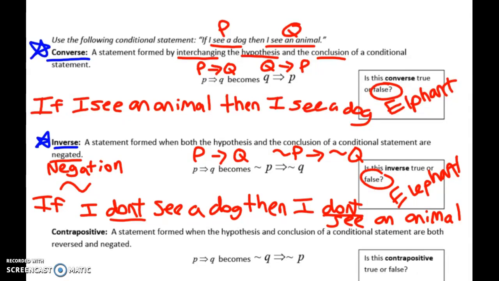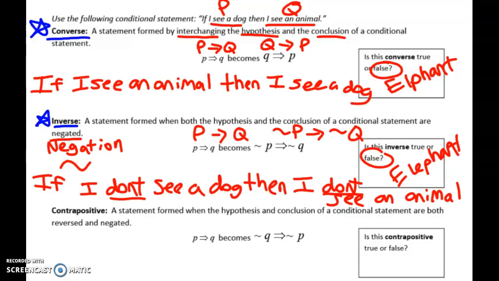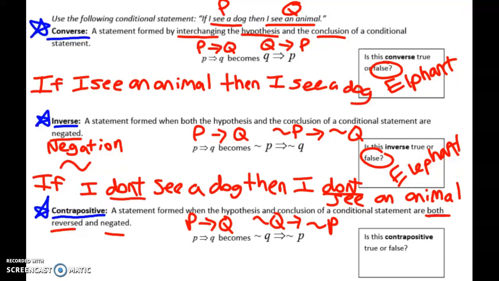And then we have another new one, contrapositive. Contrapositive, okay, is our other new one. And it says a statement formed when the hypothesis and the conclusion of a conditional statement are both reversed and negated, okay? So this is where you do both changes of the converse, where you switch them, and the inverse, where you negate them. So notice, instead of P arrow Q, P implies Q, now it's squiggle Q, arrow, squiggle P.